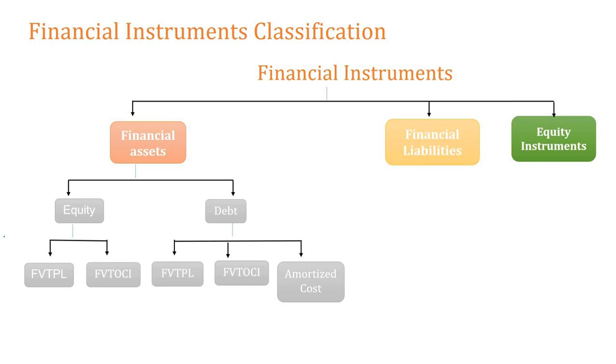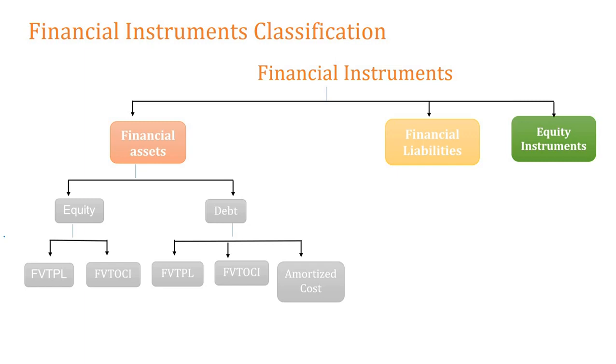Again, draw this in your mind. There are the financial instruments there. Financial instruments can be divided into three parts called financial assets, financial liabilities, and equity instruments. When it comes to financial assets, we divide that into two parts: equity and debt. Equity divides into two parts: fair value through P&L and fair value through OCI, and debt divides into three parts: fair value through P&L, fair value through OCI, and amortized cost.